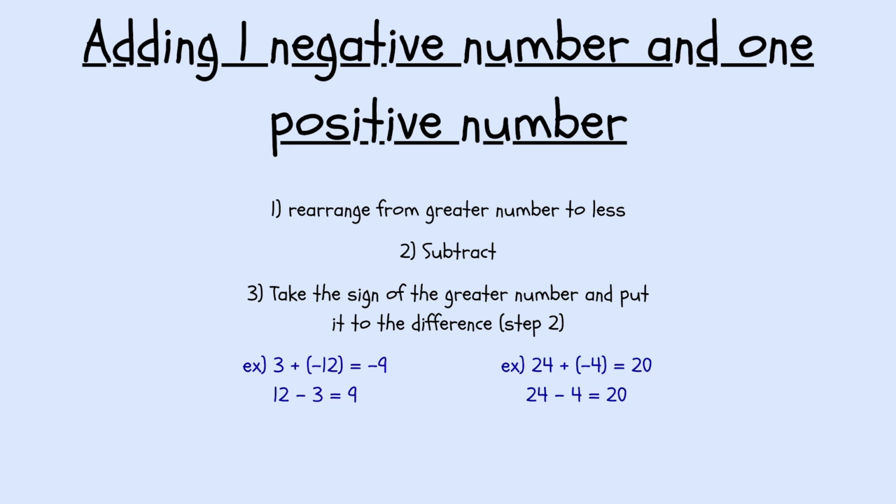Another example is 24 plus negative 4 is equal to 20. How we got 20 is because we did 24 minus 4, we got 20. And since 24 is a greater number here, we're going to give the sign of a positive sign.